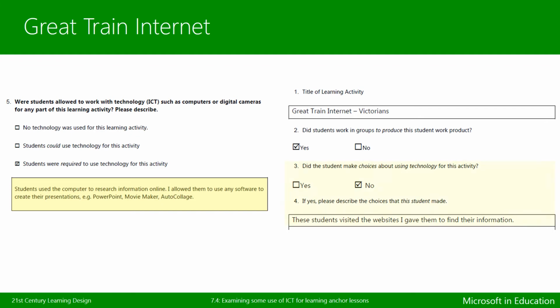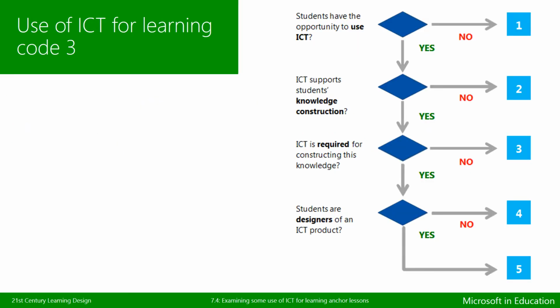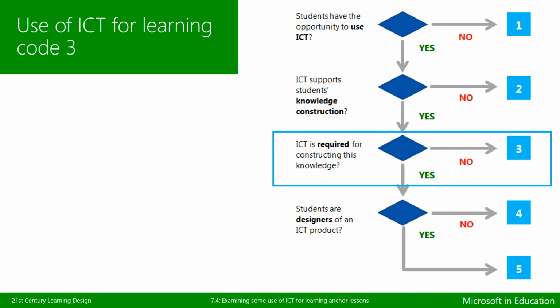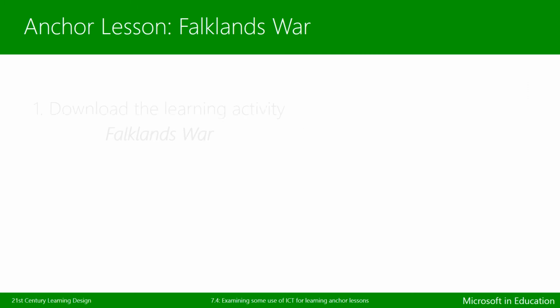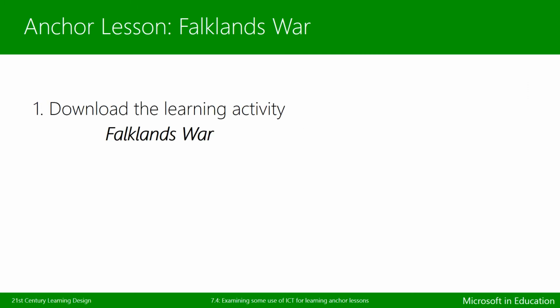However, ICT was not pedagogically necessary because students could have built the same knowledge using books in a library or a print encyclopedia. Therefore, the evidence in the anchor lesson, Great Train Internet, points to a code 3 for this learning activity. This means that students use ICT to support knowledge construction, but they could construct the same knowledge without using ICT. Finally, please download the anchor lesson entitled Falklands War.